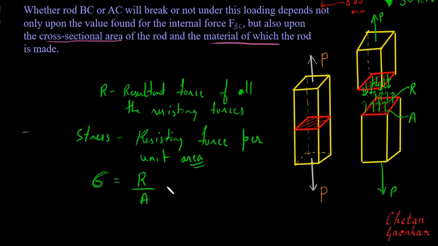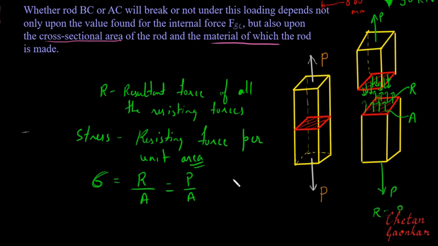All right, now because of Newton's third law, the resisting force will always be equal to the applied force, or at least in this case it will be equal to the applied force. The resultant resisting force R developed in this case will be equal to the applied force P. So in this case R will be equal to P, and that is why I can replace this R here with P.